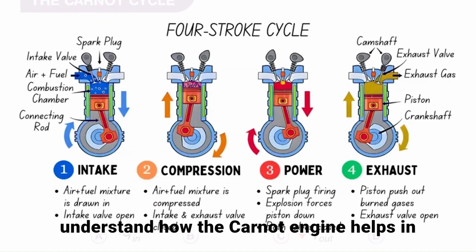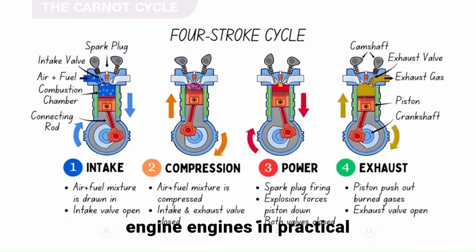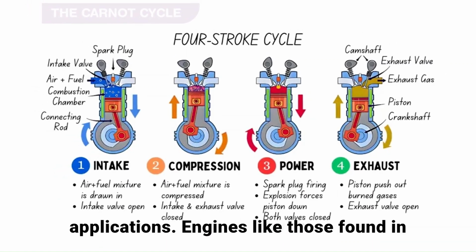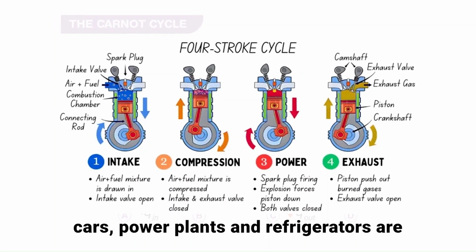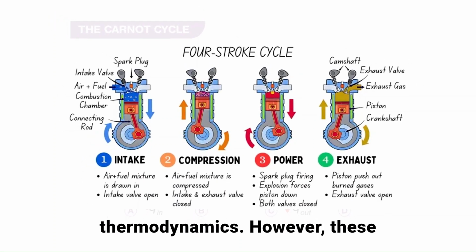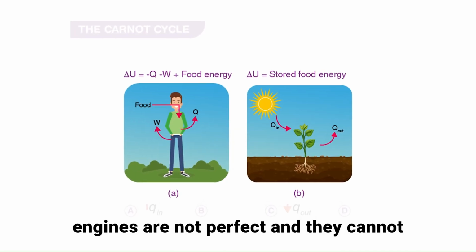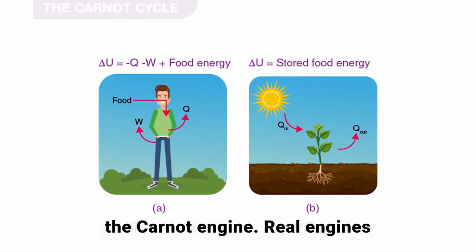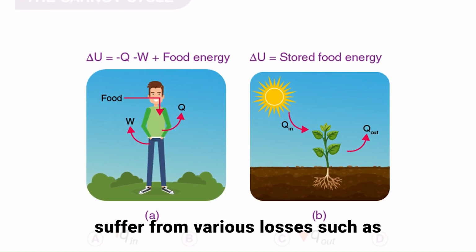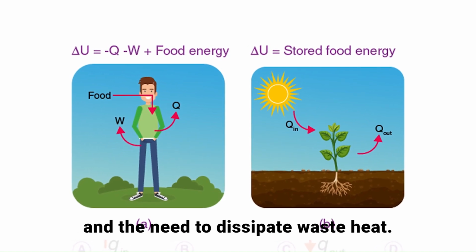Now, let's understand how the Carnot engine helps in understanding the efficiency of real heat engines. In practical applications, engines like those found in cars, power plants, and refrigerators are based on the principles of thermodynamics. However, these engines are not perfect, and they cannot achieve the ideal efficiency predicted by the Carnot engine. Real engines suffer from various losses, such as friction, heat loss to the surroundings, and the need to dissipate waste heat.